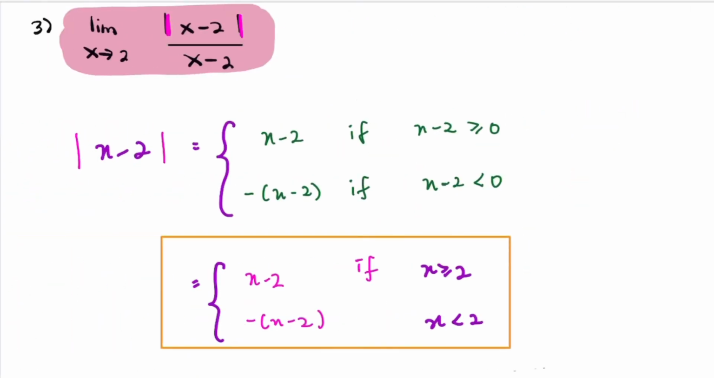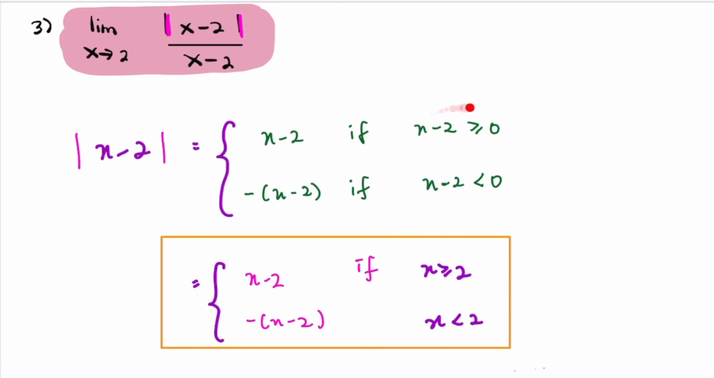Next, let's see this example here. The limit of modulus (x minus 2) over (x minus 2) as your x approaches 2. So let's open up your modulus. Modulus (x minus 2) is equal to x minus 2 if x minus 2 is positive, and this is equal to negative (x minus 2), put this in brackets, if this value x minus 2 is negative.